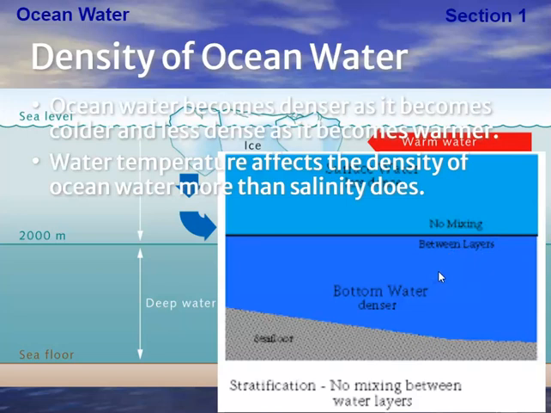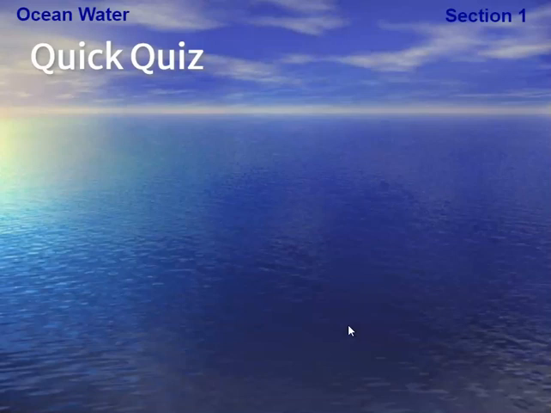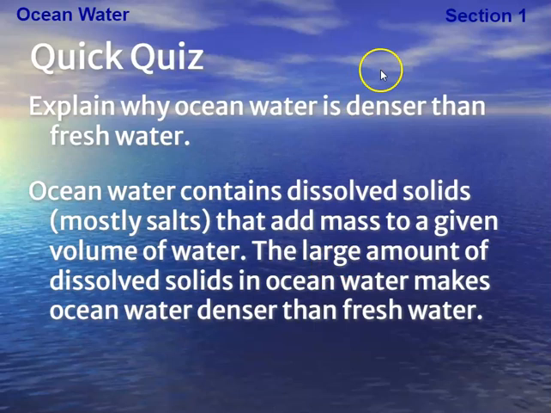So ocean water becomes denser as it becomes colder and less dense as it becomes warmer. And so we end up with temperature affecting the density of ocean water, and it happens more than salinity does. So the densest ocean waters are found in polar regions. Our less dense ocean waters are found in our tropical regions. Ocean water contains dissolved solids, mostly salts, that add mass to a given volume of water.